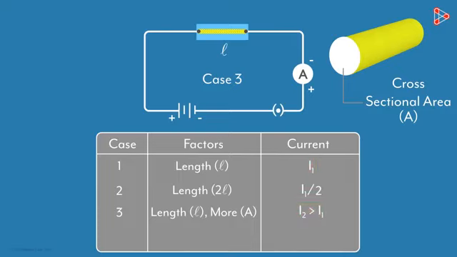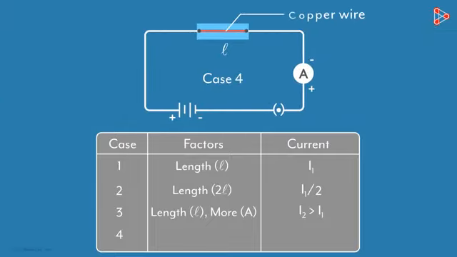Let's try out one last case. We use a copper wire instead of a nichrome wire. The length and cross-sectional area A will be the same as the original wire, but the material has changed entirely. When you measure the current, you will notice that it's more than I1.